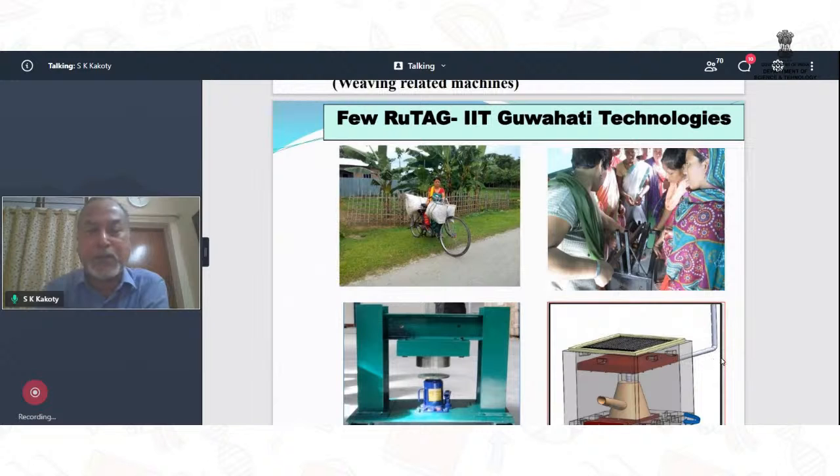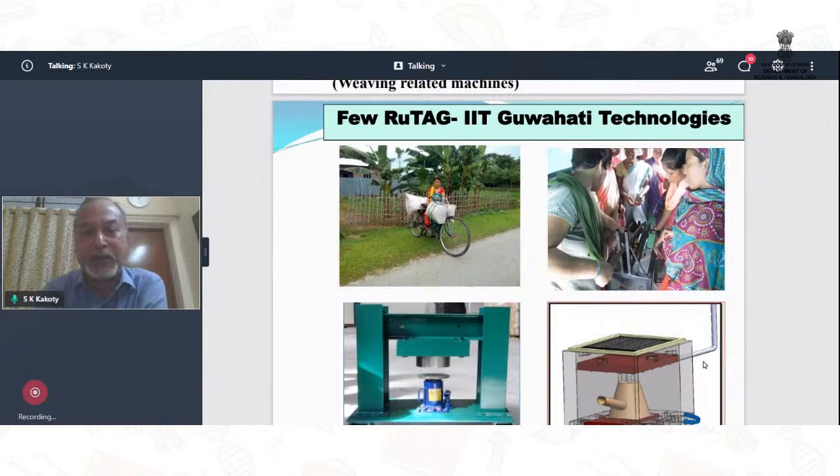This is the ladies version of that heavy duty bicycle. Ladies version can carry 150 kg plus and also can be driven very comfortably. The male version is your 200 kg plus load can be taken and it can be driven very comfortably.